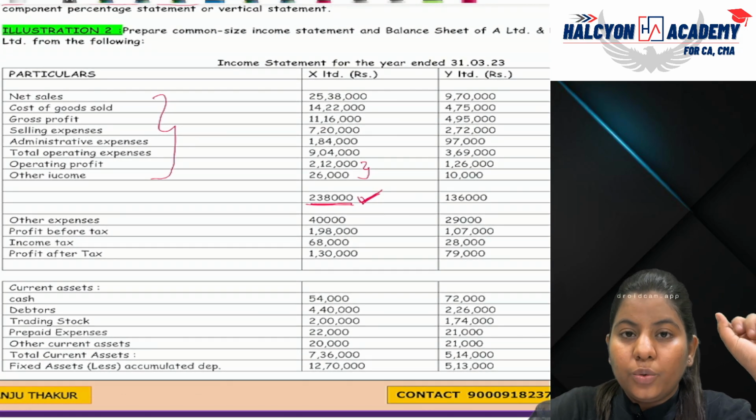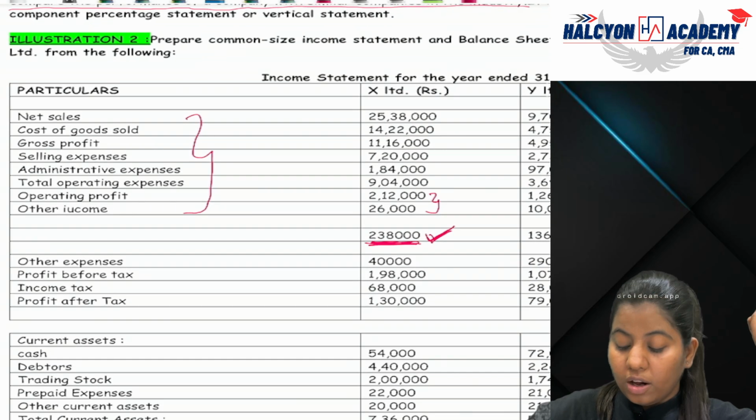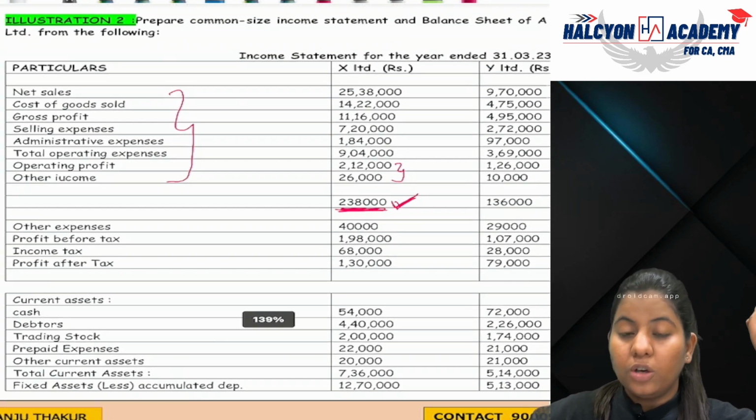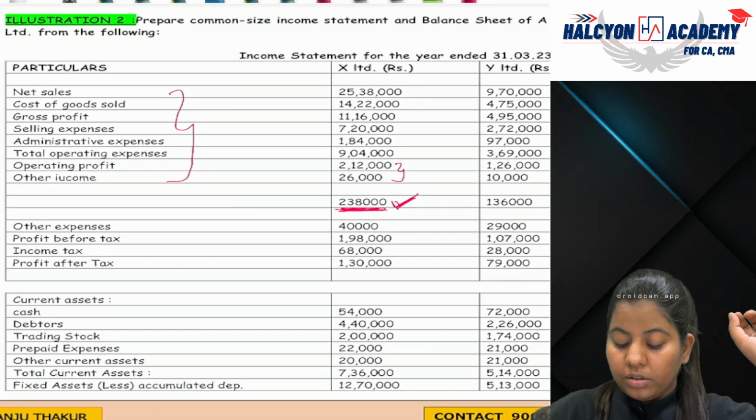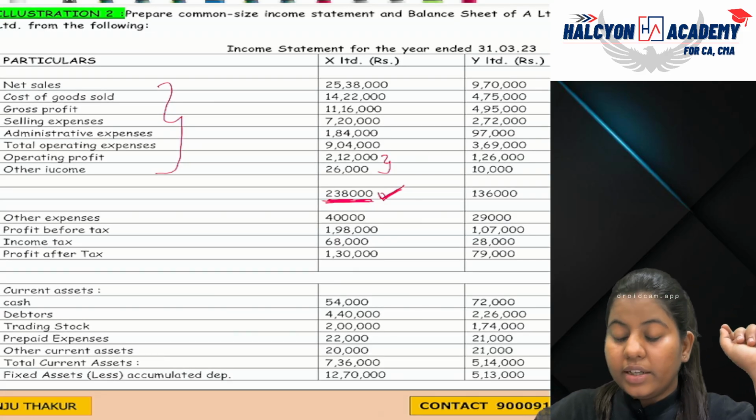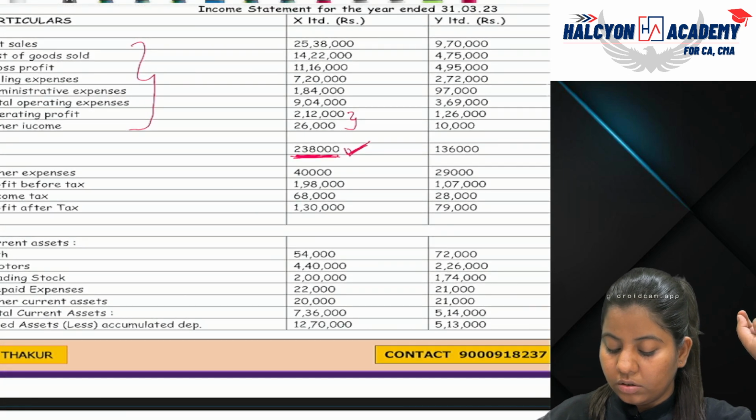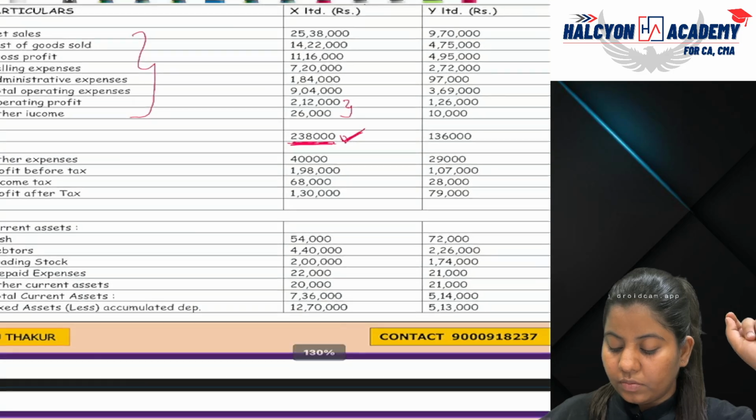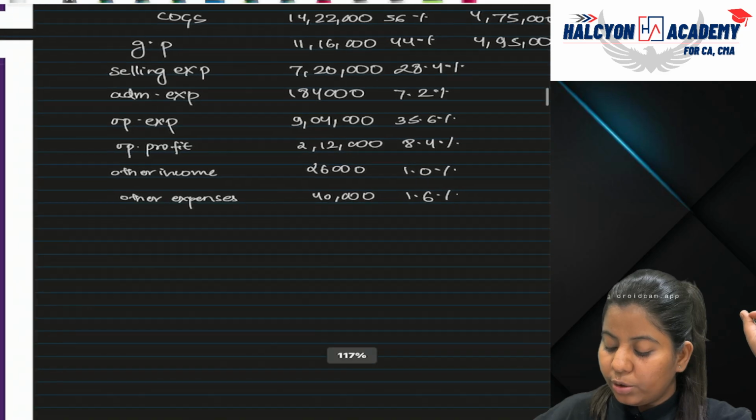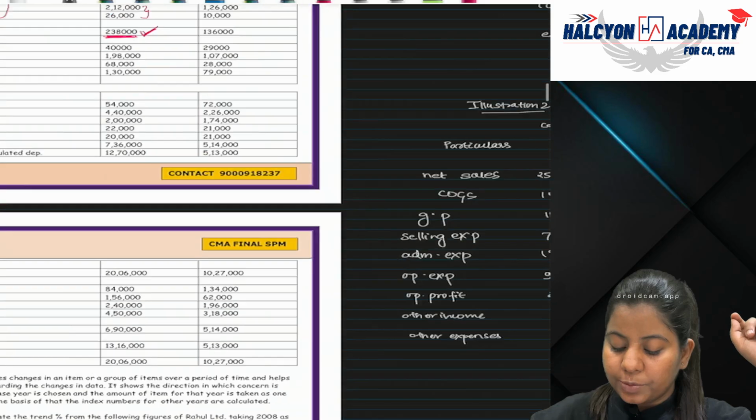So basically what we are doing here, this amount is net of all these elements. Sales minus cost of goods sold will be gross profit. Then we are deducting the expenses from gross profit, and then we are adding the other income in operating profit. And then we have to deduct the other expenses also. Other expenses is 40,000. It is approximately 1.6%.